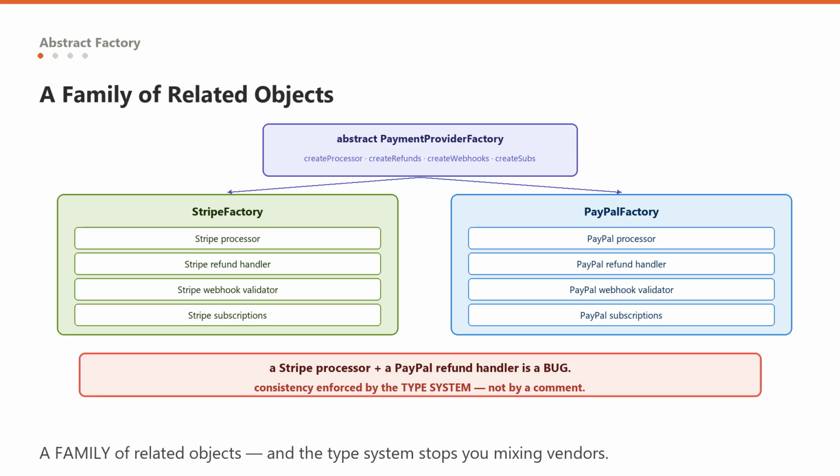That is the entire point of abstract factory, and it is the thing simple factory and factory method do not do. The classic textbook example is cross-platform UI, a Windows factory making Windows buttons and Windows checkboxes, a Mac factory making Mac ones. But the payment example is a better one, because it is a problem you might actually have.